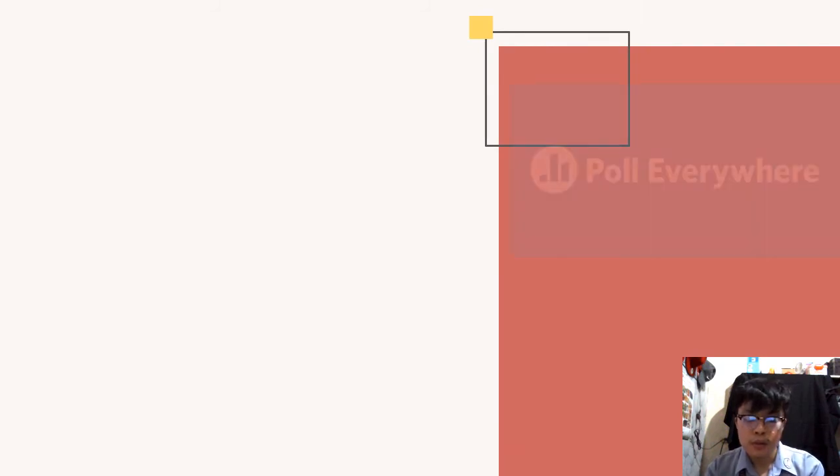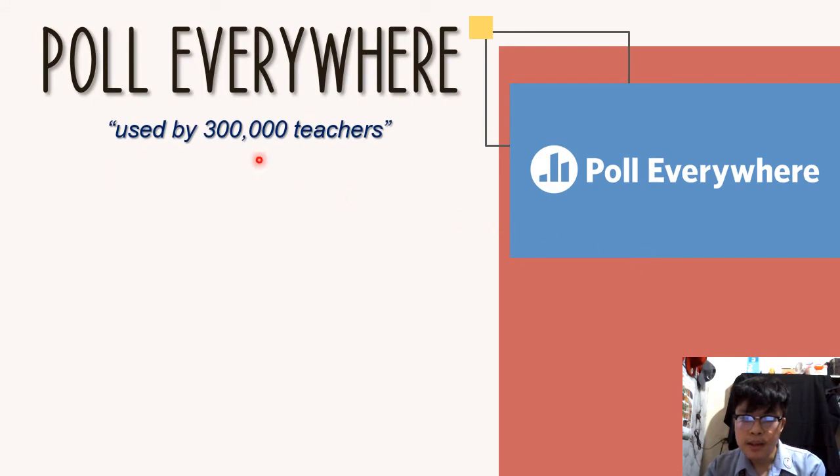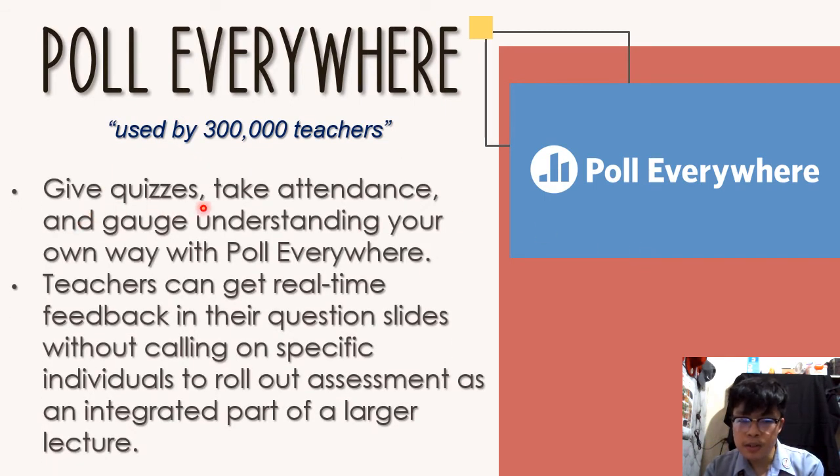Okay, so here is Poll Everywhere. This is the logo. So this is used by 300,000 teachers. It gives quizzes, takes attendance, and gauges understanding your own way with Poll Everywhere. Teachers can get real-time feedback in their question slides without calling on specific individuals to roll out assessment as an integrated part of a larger lecture.